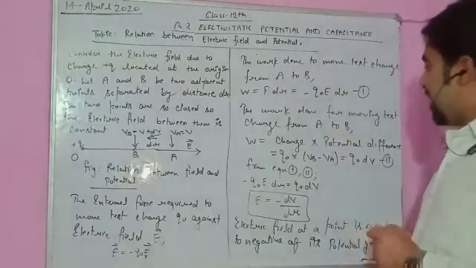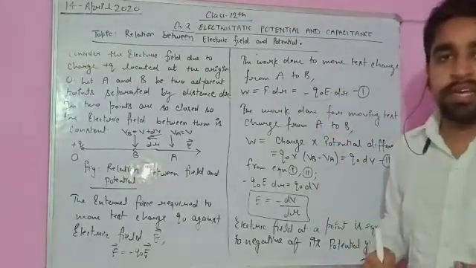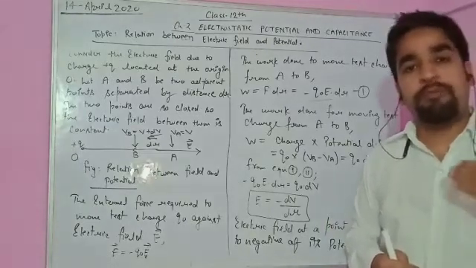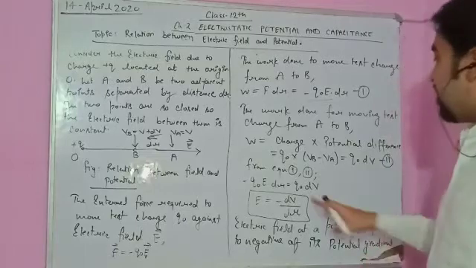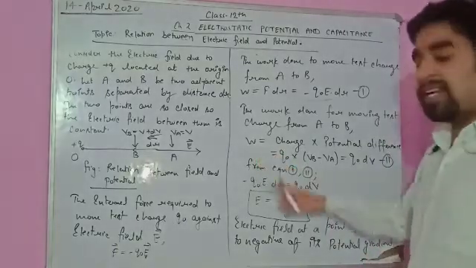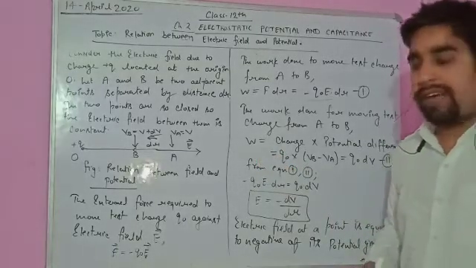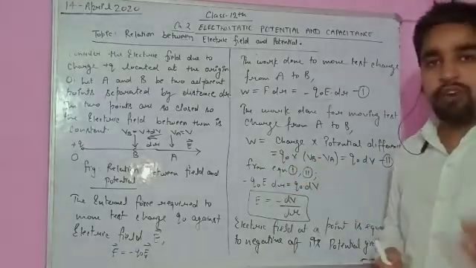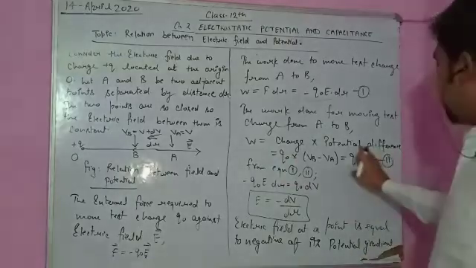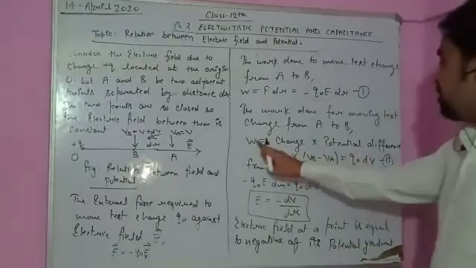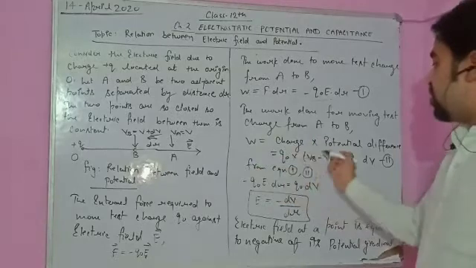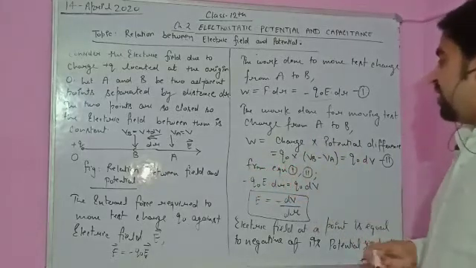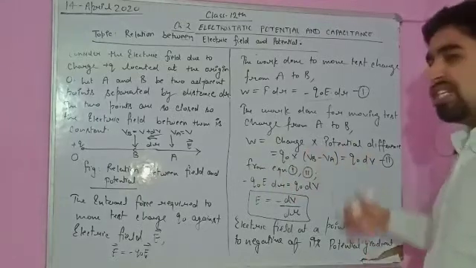Now students, the same work done we are going to calculate not in terms of the electric field, but in terms of potential difference. There is a very famous relation you have already studied: work done is equal to charge into potential difference. I hope you are aware of this formula. You can correlate this: V is equal to W upon Q. So what will be the value of W? That will be Q into V. So W is equal to charge into potential difference.